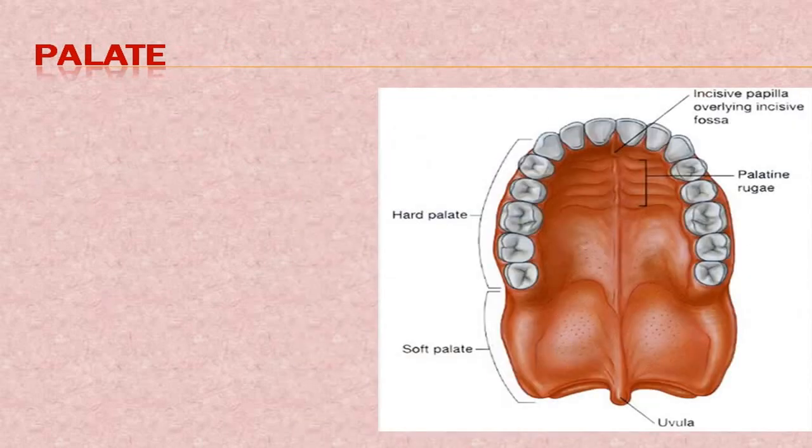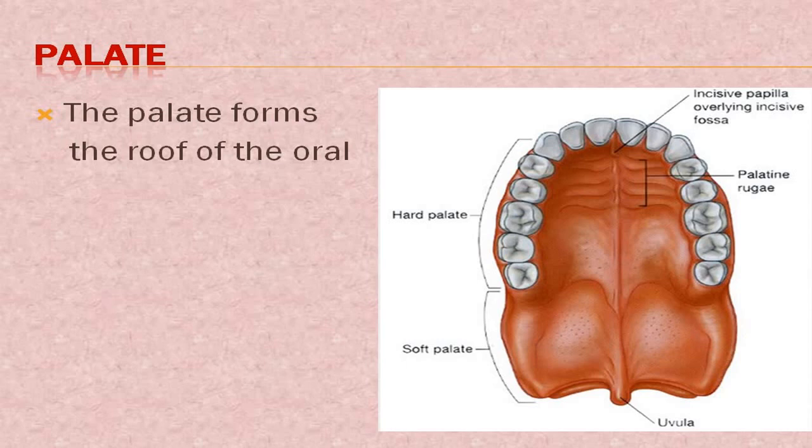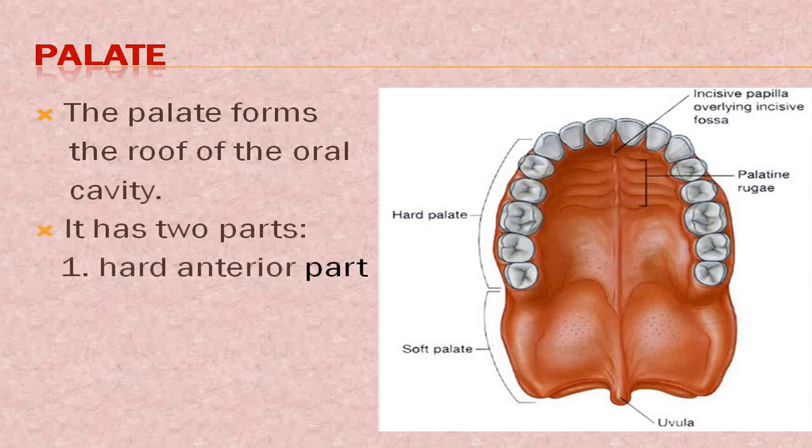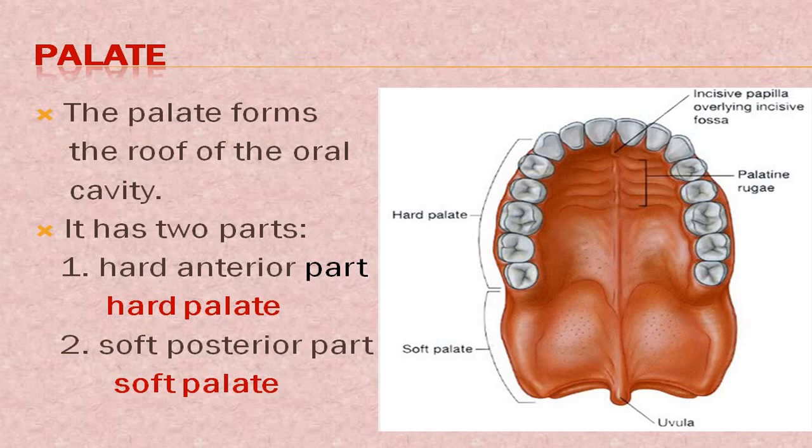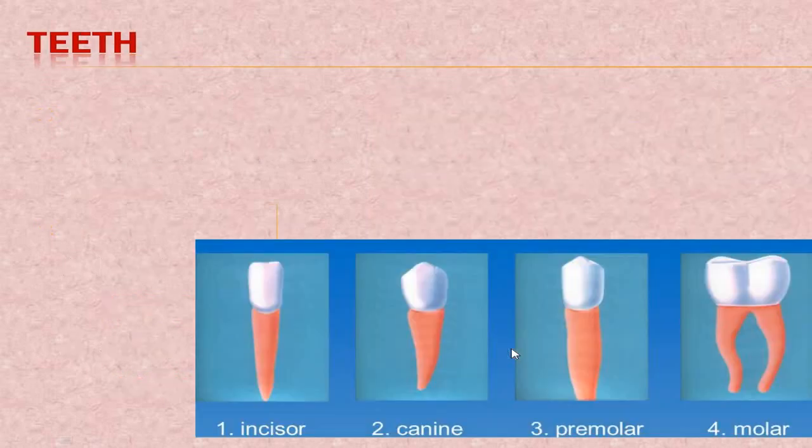Now the palate. The palate forms the roof of the oral cavity, and it has two parts. The anterior part is hard, so it is called hard palate, and the posterior part is soft, so it is called soft palate. As you can see in the figure, the anterior part is hard, so it is called hard palate, and the posterior one is soft, so it is called soft palate.